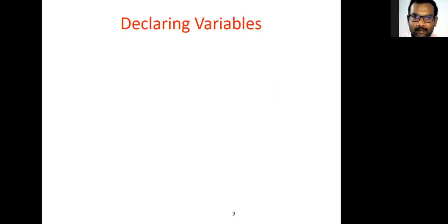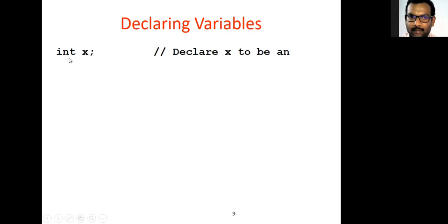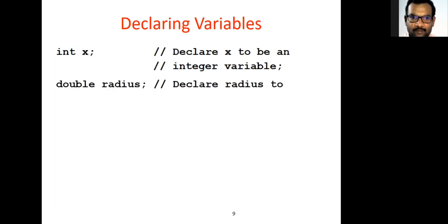Now, declaring the variables. Suppose you want to declare a variable to store some numbers, then there are different data types. One of the data types is int, for integer. int x means x is a variable which is used to store integer type values. The declaration looks like this: first we specify the data type name followed by the variable name and a semicolon. So the purpose of x is to store one single integer value.